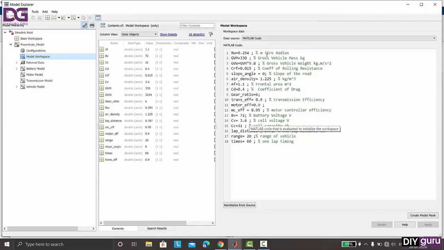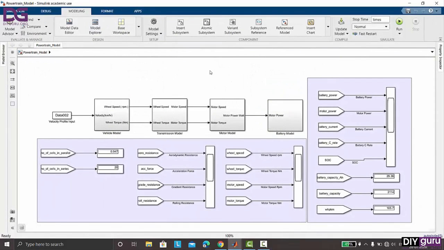So these are all the parameters like tire radius, gross vehicle mass, coefficient of rolling resistance, slope, frontal area, coefficient of drag, gear ratios, transmission efficiency. So we can easily change all the parameters from here, initially from the source, and run it again. So this makes the model simpler and easier to run every time.